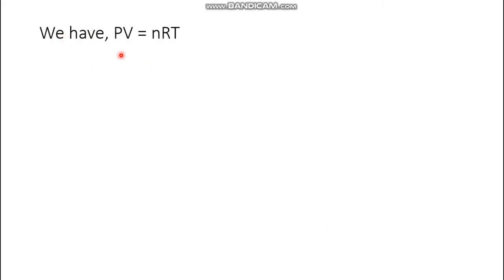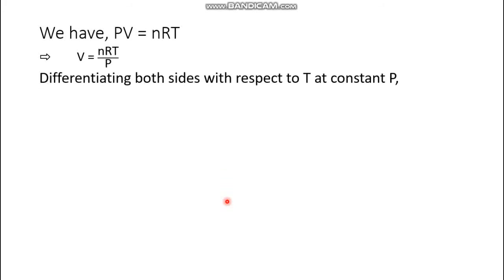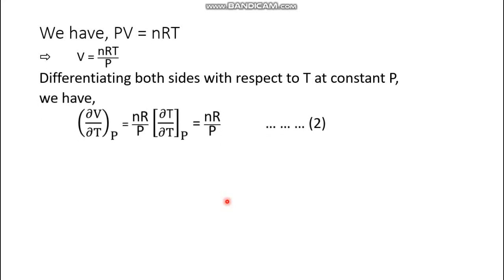Secondly, we have to differentiate V with respect to T at constant pressure. So V equals nRT by P. Now let's differentiate V with respect to T at constant pressure. So the result is nR by P, which is equation number 2.